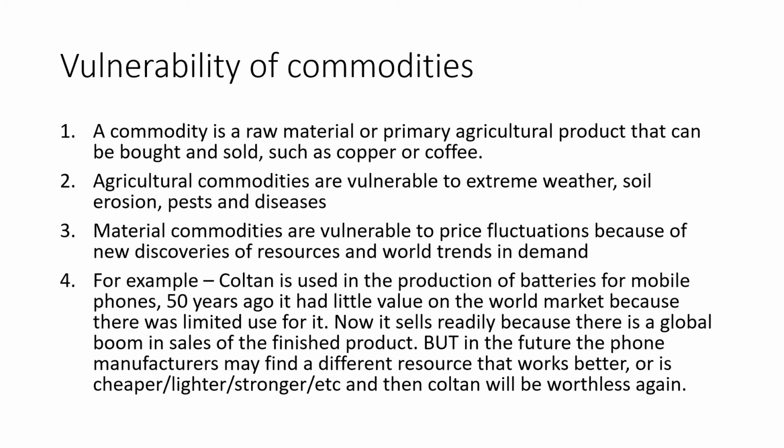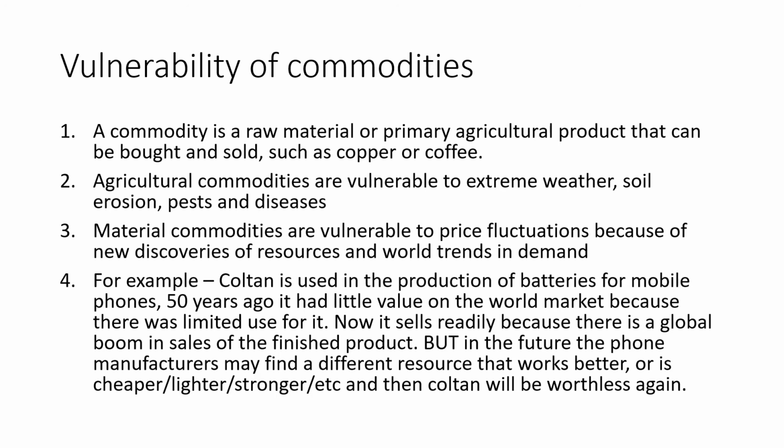Okay, this is also to do with trade, so these notes can also be made in the same section. Commodities are raw materials, so we've just been talking about raw materials. That's what a commodity is. So coffee is a commodity. Cocoa is a commodity. So a commodity is a raw material or a primary agricultural product that can be bought and sold.